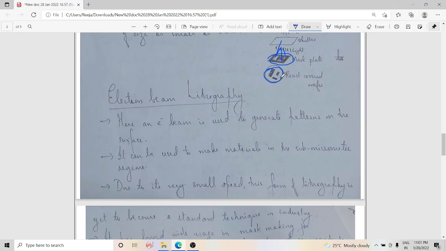So it is used to make materials in the submicrometer regime, but the rate at which the electron beam generates the pattern is very slow. So this form of lithography is not a standard technique which is used in industry because of the very slow speed with which the electron beam generates patterns on the surface.